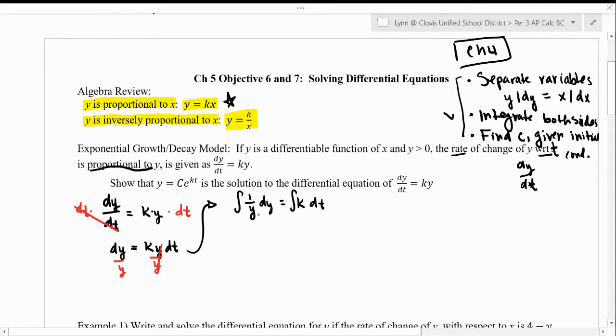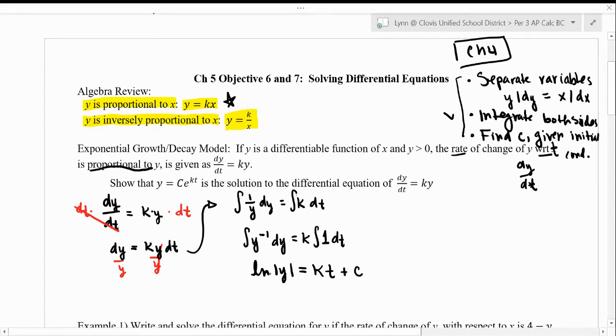And so the integral of 1 over y, that's just the same as y to the negative 1. And k, again, is just a scalar, so I'm just going to move that to the front. And so I'm going to integrate 1 with respect to t. So y to the negative 1, I can't do power rule, so that would just be the natural log of the absolute value of y. And then that's equal to k. And then the integral of 1 with respect to t would be t. And then I'm just going to have plus c.